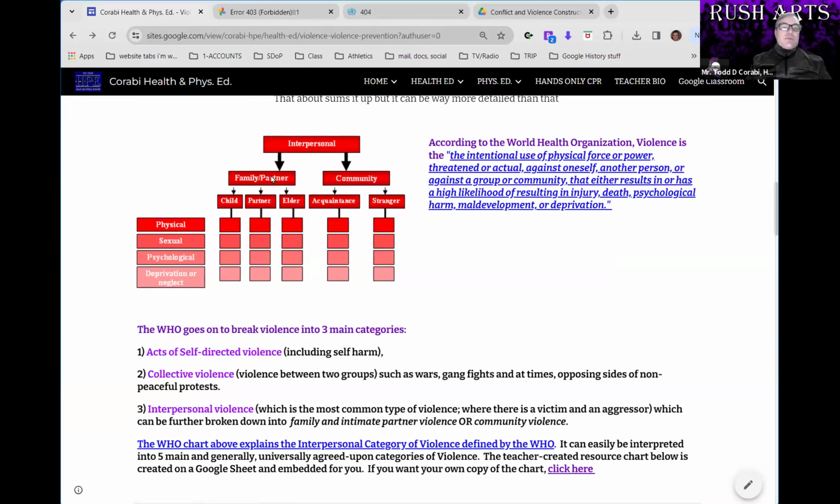So you have family or partner violence and community violence. The family or partner violence could be to a child, to an elder, or to a partner. So they even include that. And with the community, it's acquaintance or stranger.